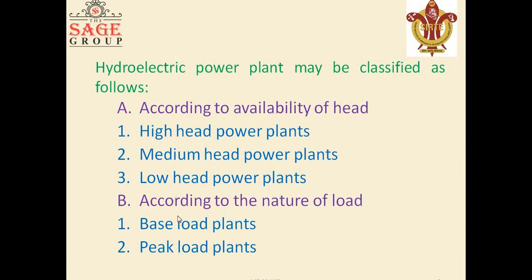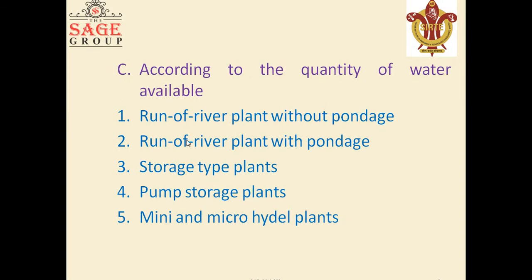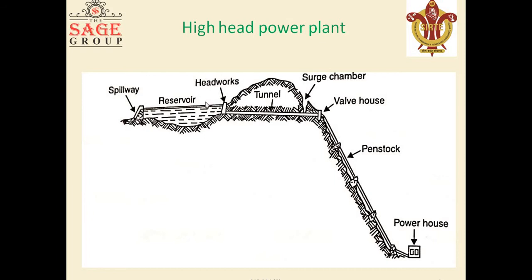And the second one is according to the nature of load, that is a base load plant, peak load plant. And according to the quantity of water available, there are 5 types: runoff river plant without pondage, with pondage, storage type plant, pump storage type plant, and mini and micro hydel power plants. So first, initially in this lecture, we will discuss the high head, medium head and low head power plants. So first, the high head power plant.